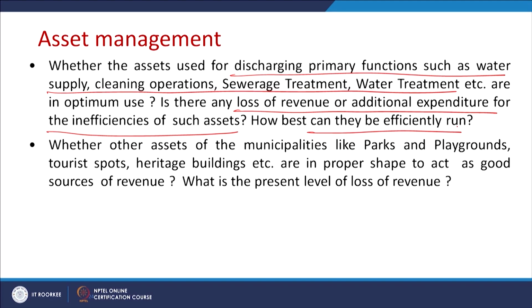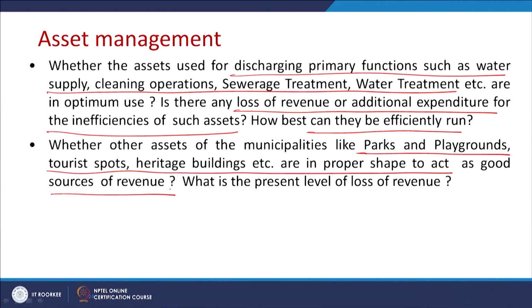The second question which comes for asset management is whether other assets of the municipalities, like parks and playgrounds, tourist spots, heritage buildings, etc., are in proper shape to act as good sources of revenue. So far, municipalities have considered the heritage buildings and the parks and playgrounds as liabilities. Now, if the heritage building is converted to a revenue earning asset, it can be a very potential area of revenue generation for the municipality.